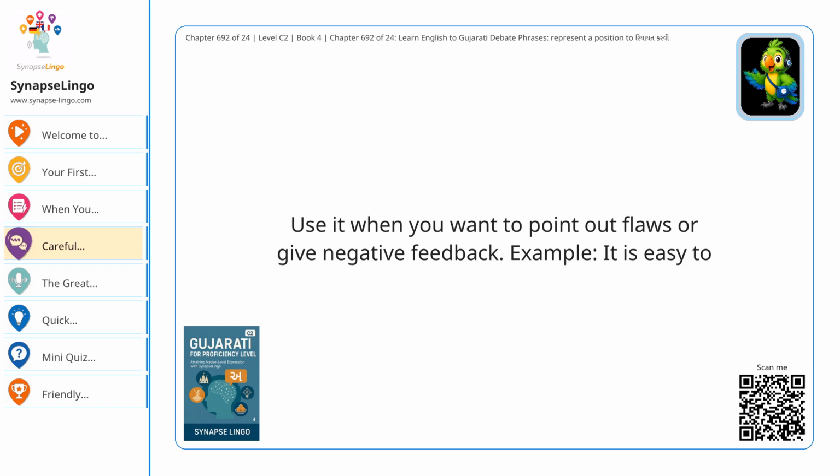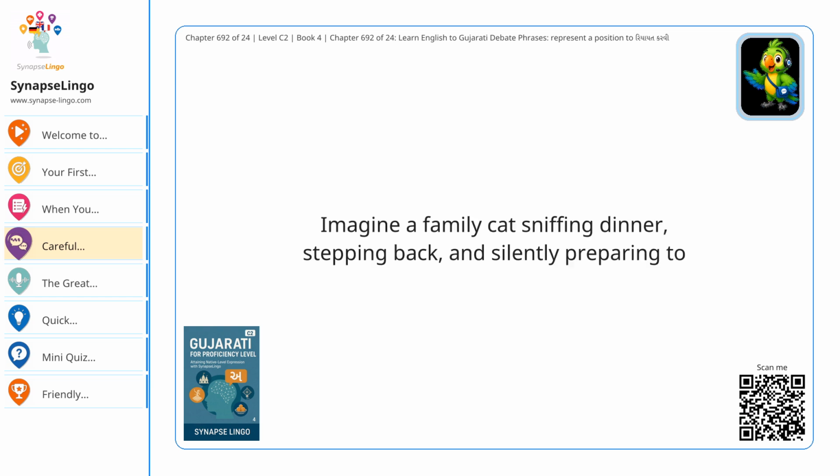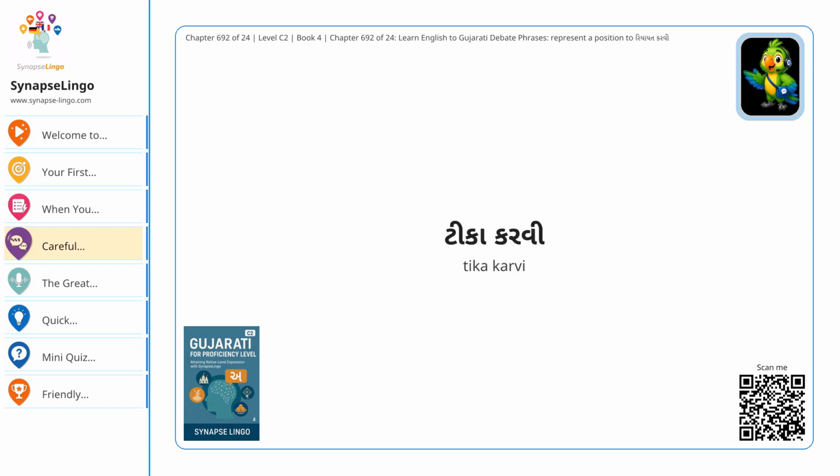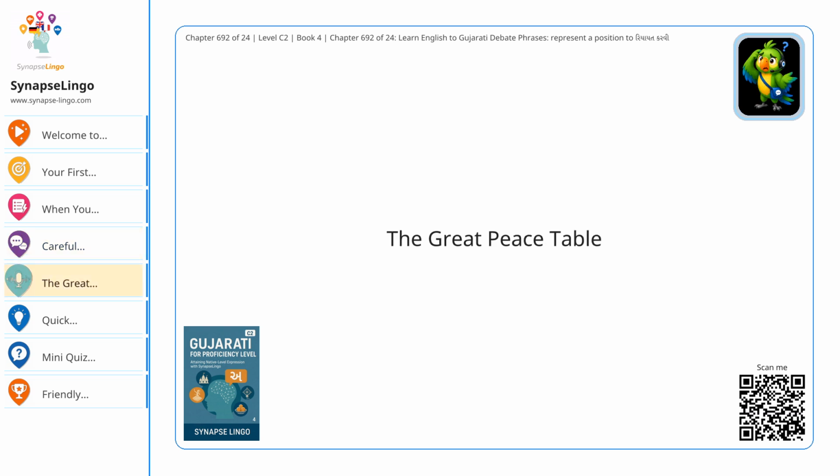Example. It is easy to ટીકા કરવી from the outside. Another example. Before you ટીકા કરવી, understand the whole situation. Imagine a family cat sniffing dinner, stepping back, and silently preparing to ટીકા કરવી the seasoning. Very rude. Grammatically useful.